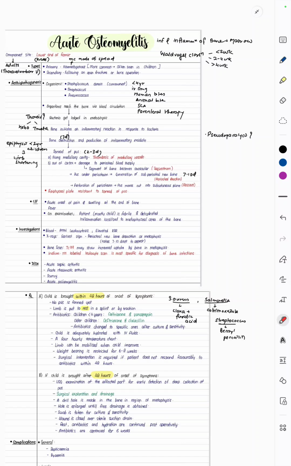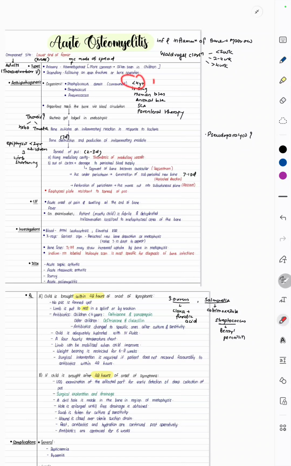Then there is a classification called the Waldvogel classification, where less than 2 weeks is acute, then 2 to 4 weeks is subacute osteomyelitis, and more than 4 weeks means chronic osteomyelitis. The etiologies are the different causative factors. So Staphylococcus aureus is the most common causative factor. It is found in immunocompromised patients. It is common in immunocompetent people as well.